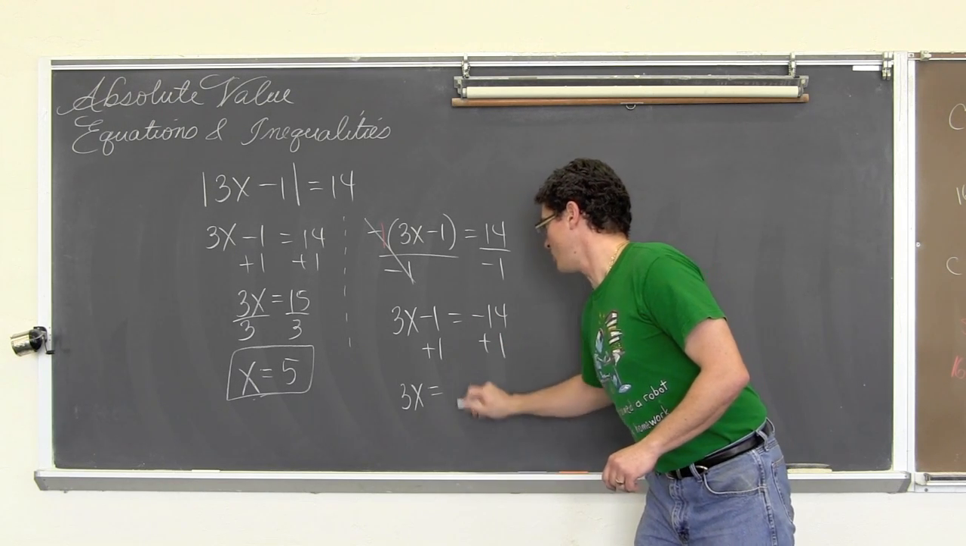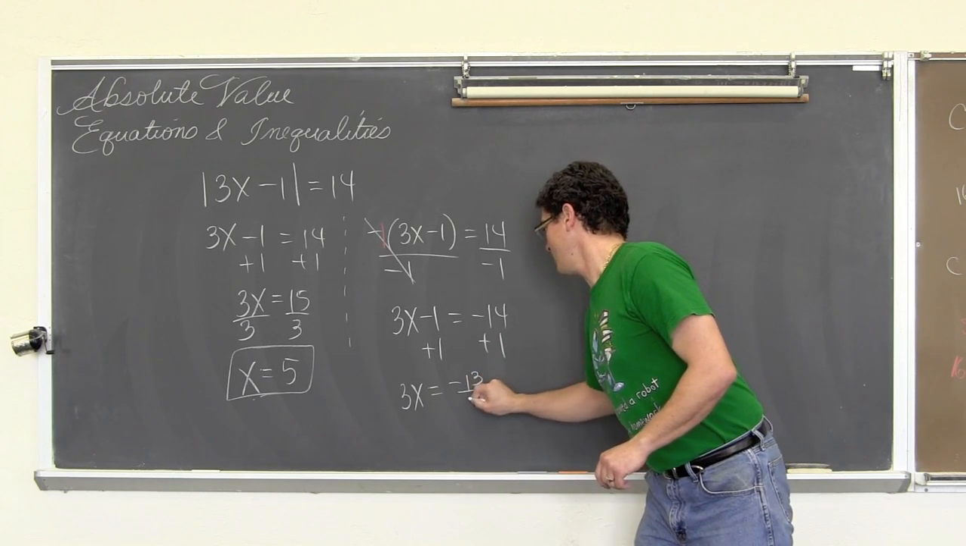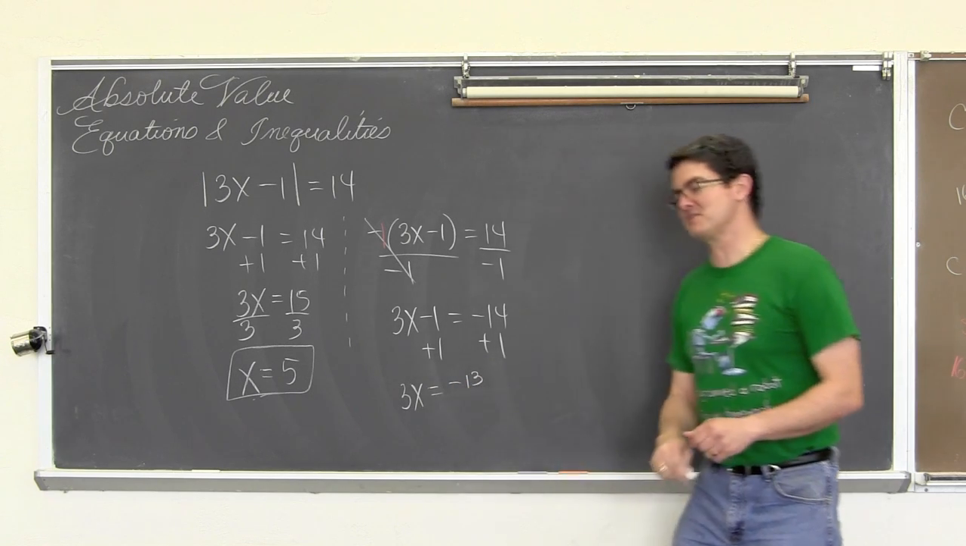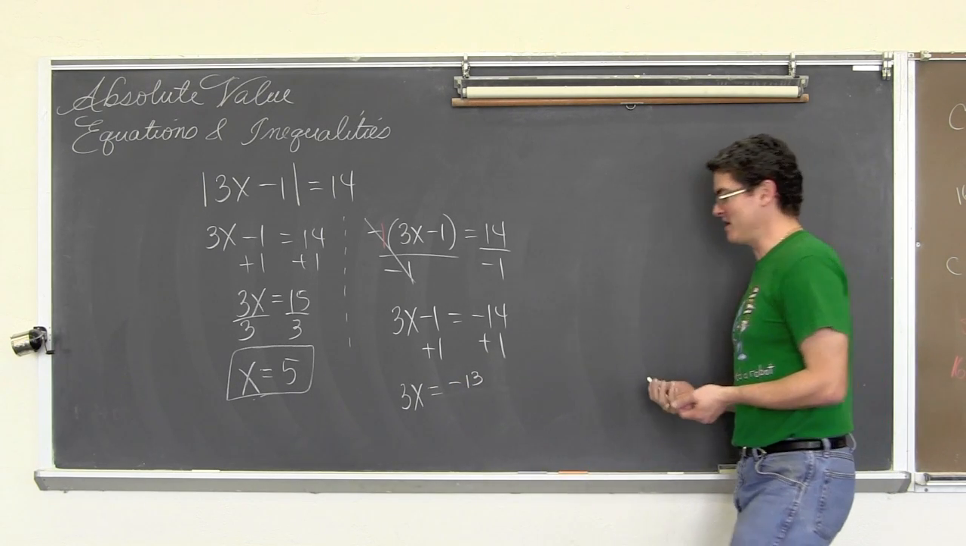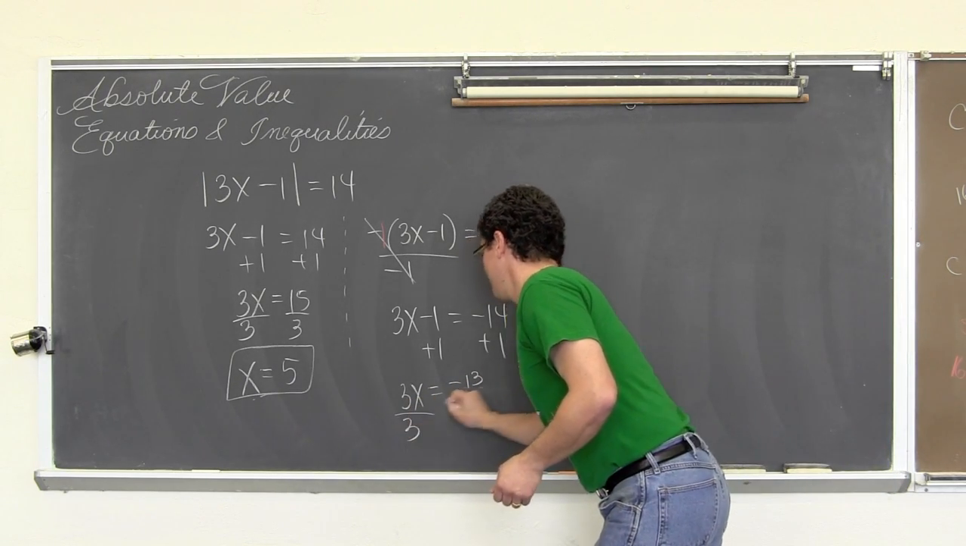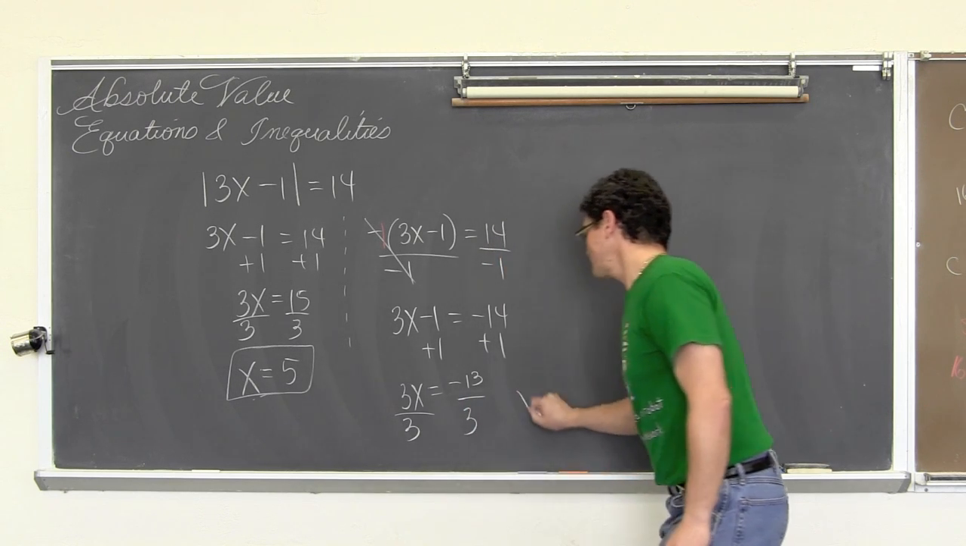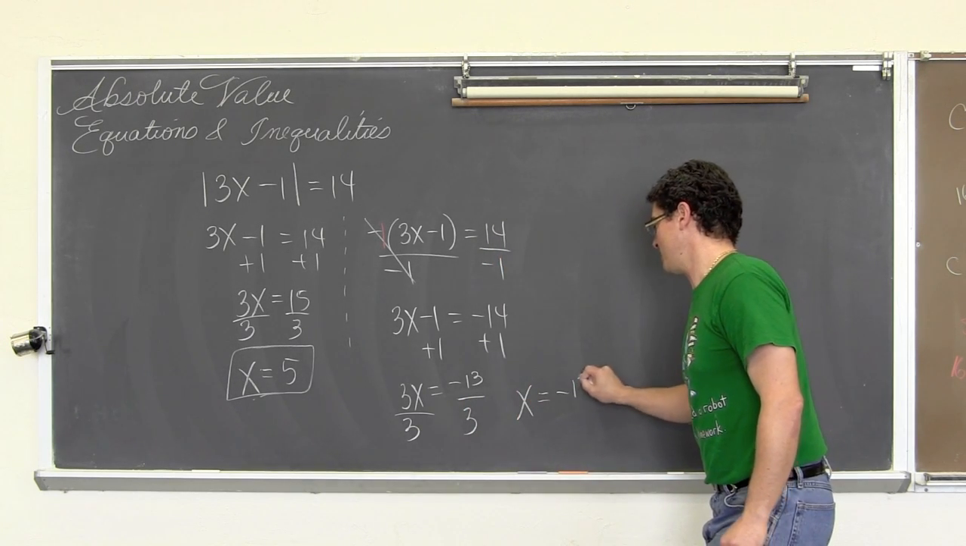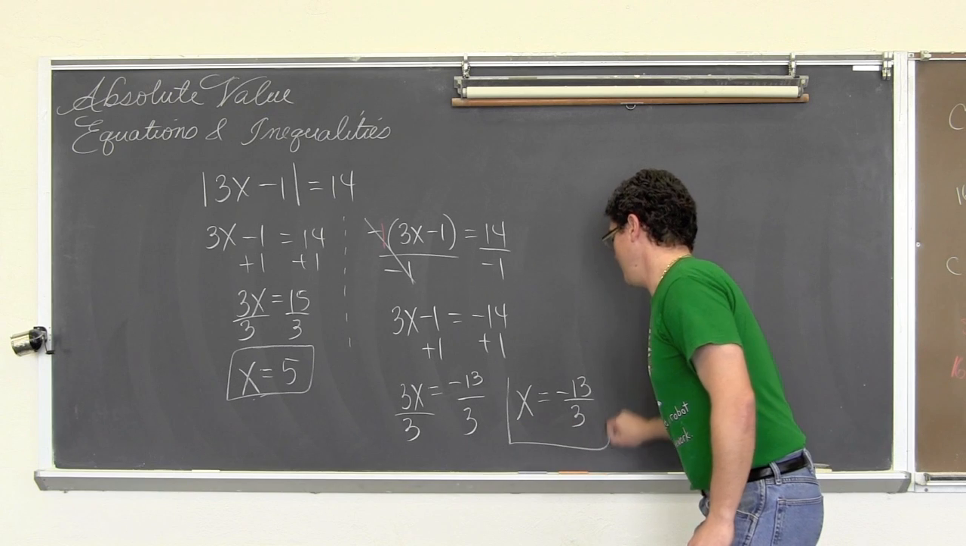Negative 14 plus 1 is negative 13 over, well, it's going to be over 3 in a second. Negative 14 plus 1 is negative 13. Divide both sides by 3, and we get x is equal to negative 13 over 3.